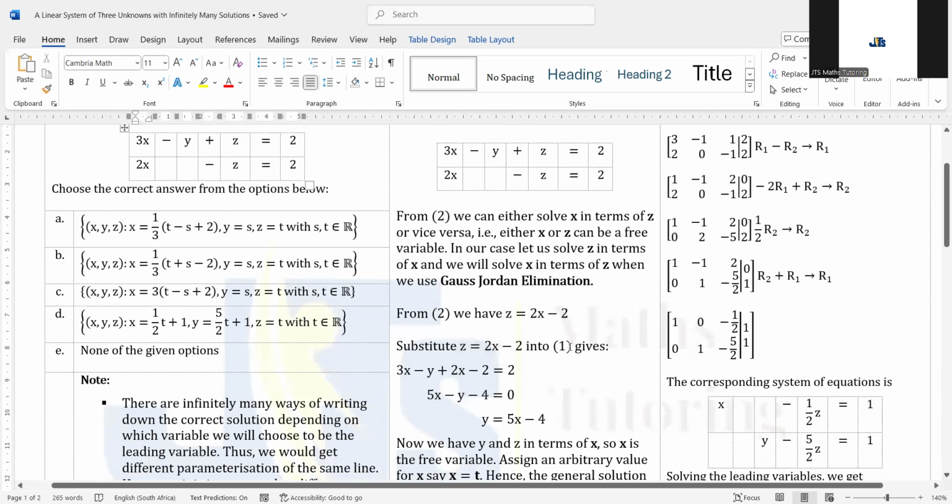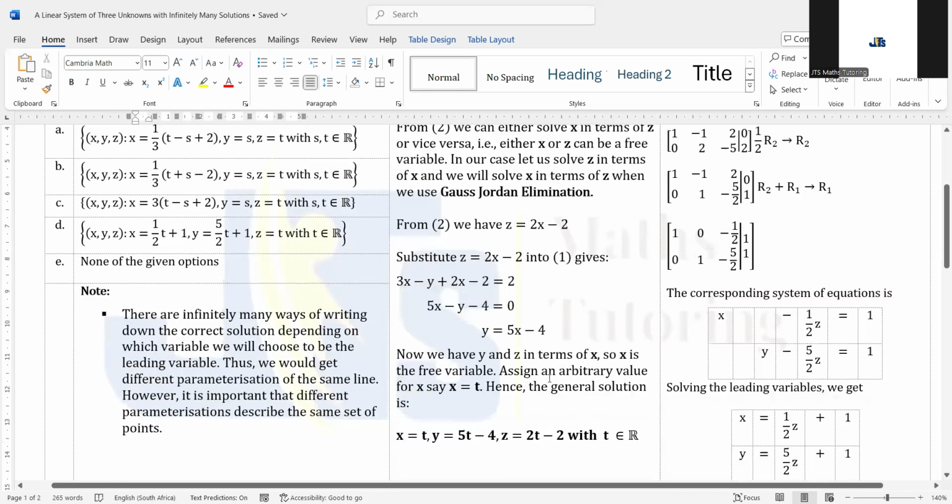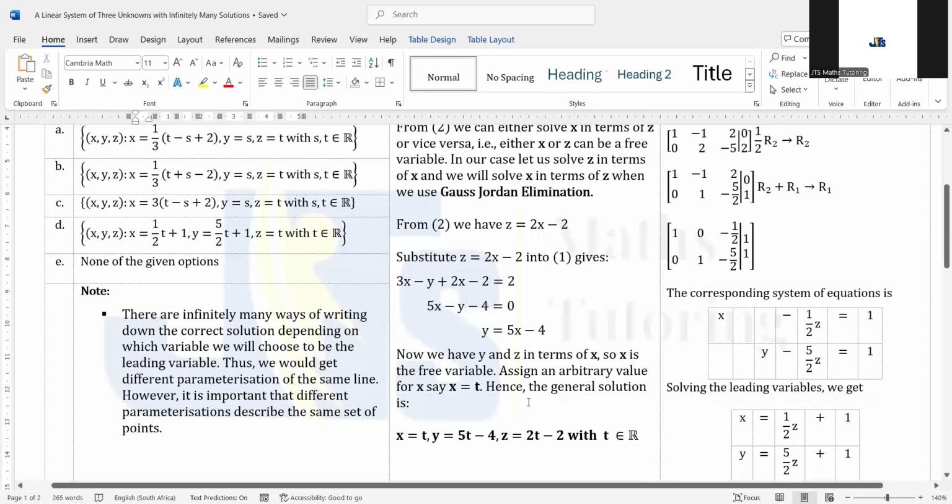We substitute into equation 1, and that gives us 3x minus y plus 2x minus 2, which is 5x minus y minus 2. You transpose this 2 to the other side, and you're going to get a 0 here. What I'm going to do now is solve my y in terms of x. I'm going to assign an arbitrary value to x because that is the free variable. So let's say x is equal to t.